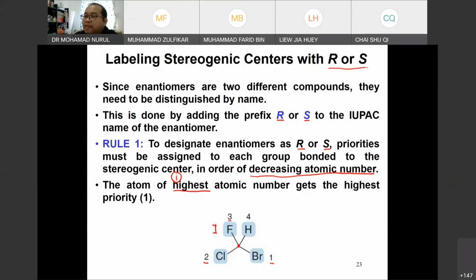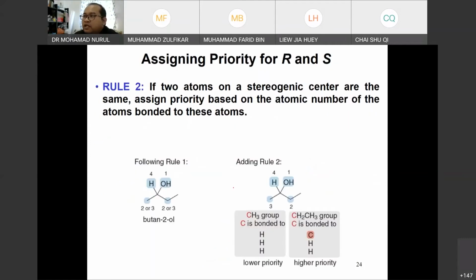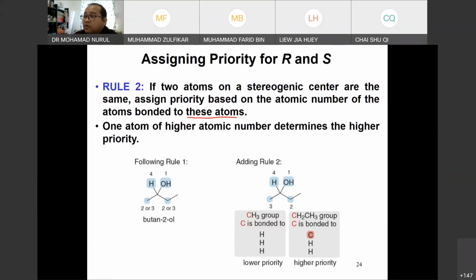Rule number 2: if two atoms on the stereogenic center have the same priority, go by the atomic number of the atoms bonded to these atoms. One atom of higher atomic number determines the higher priority. For example, this one.